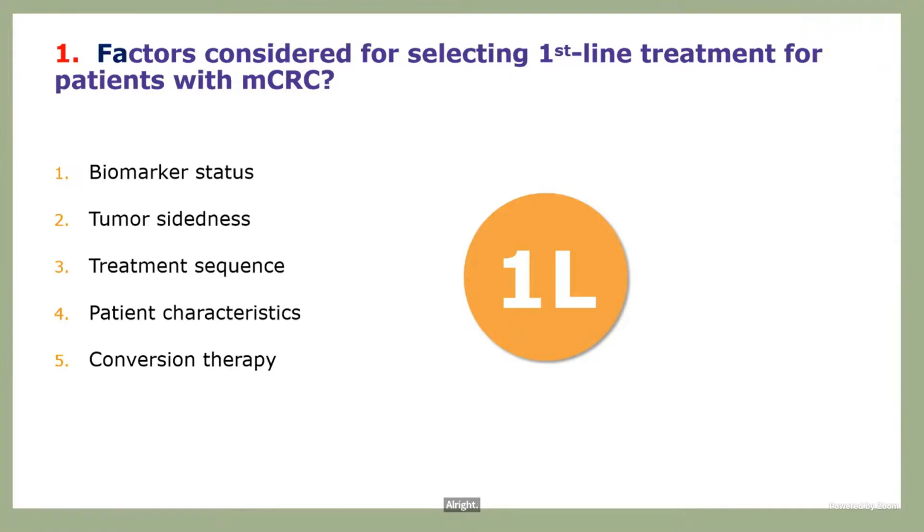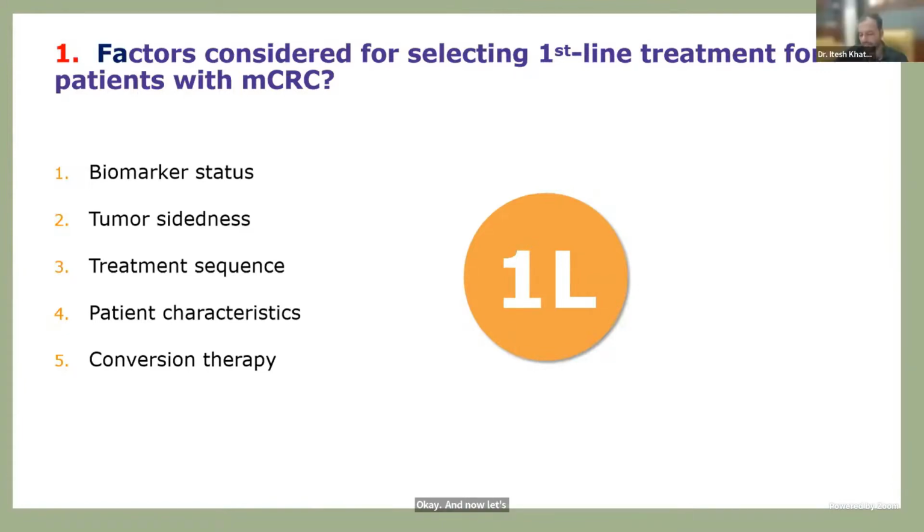If it is for conversion therapy, then I would try to give whatever best possible regimen to have maximum downstaging. So if it is a left-sided tumor and the patient is fit and it's all-RAS wild type, then maybe FOLFIRINOX plus panitumumab or cetuximab, and not more than, let's say, 4 cycles. Not more than 4 cycles.